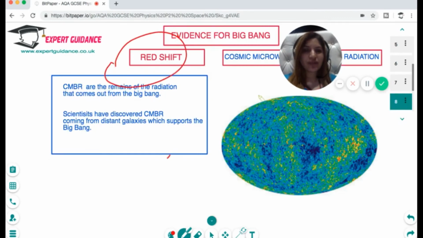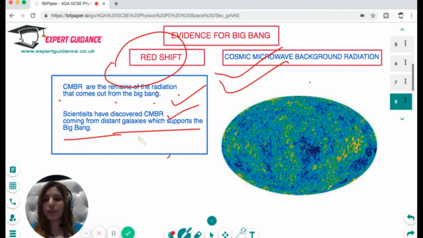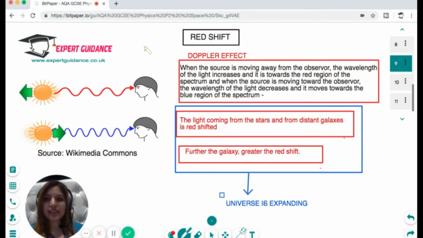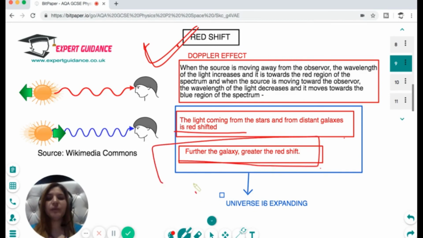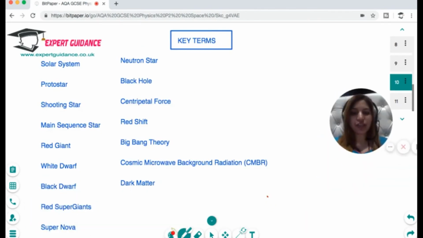One is redshift, that we are seeing that the light coming from the distant stars and galaxies is redshifted. And we see cosmic microwave background radiation. These are the remains of the radiation that came out from the Big Bang, and scientists have discovered CMB coming from distant galaxies, which supports the Big Bang. And the second evidence, as I have explained, is redshift, that the light coming from the stars and from distant galaxies is redshifted, which means that the galaxies are moving away from you, the universe is expanding. Okay, so hopefully now you have understood the different components of this unit.